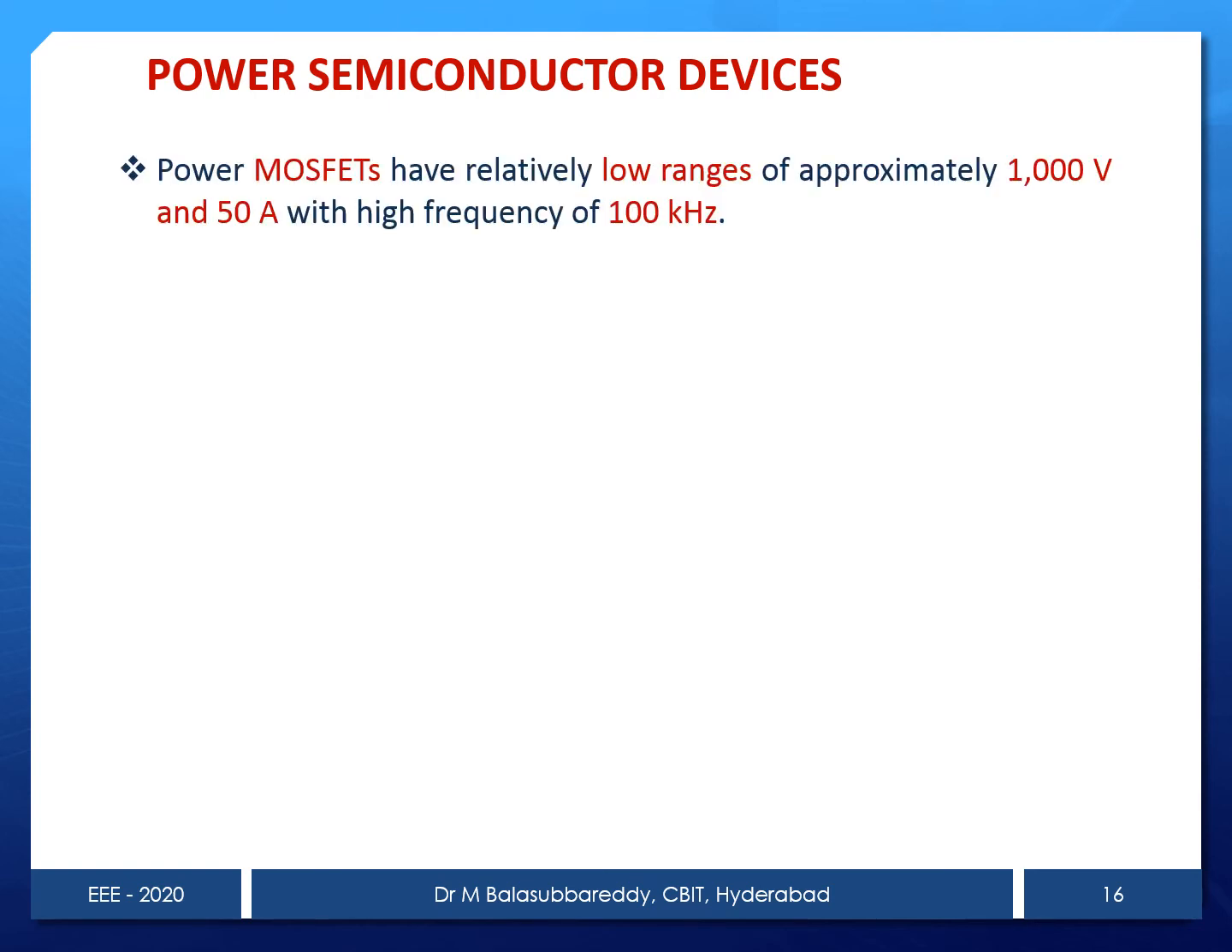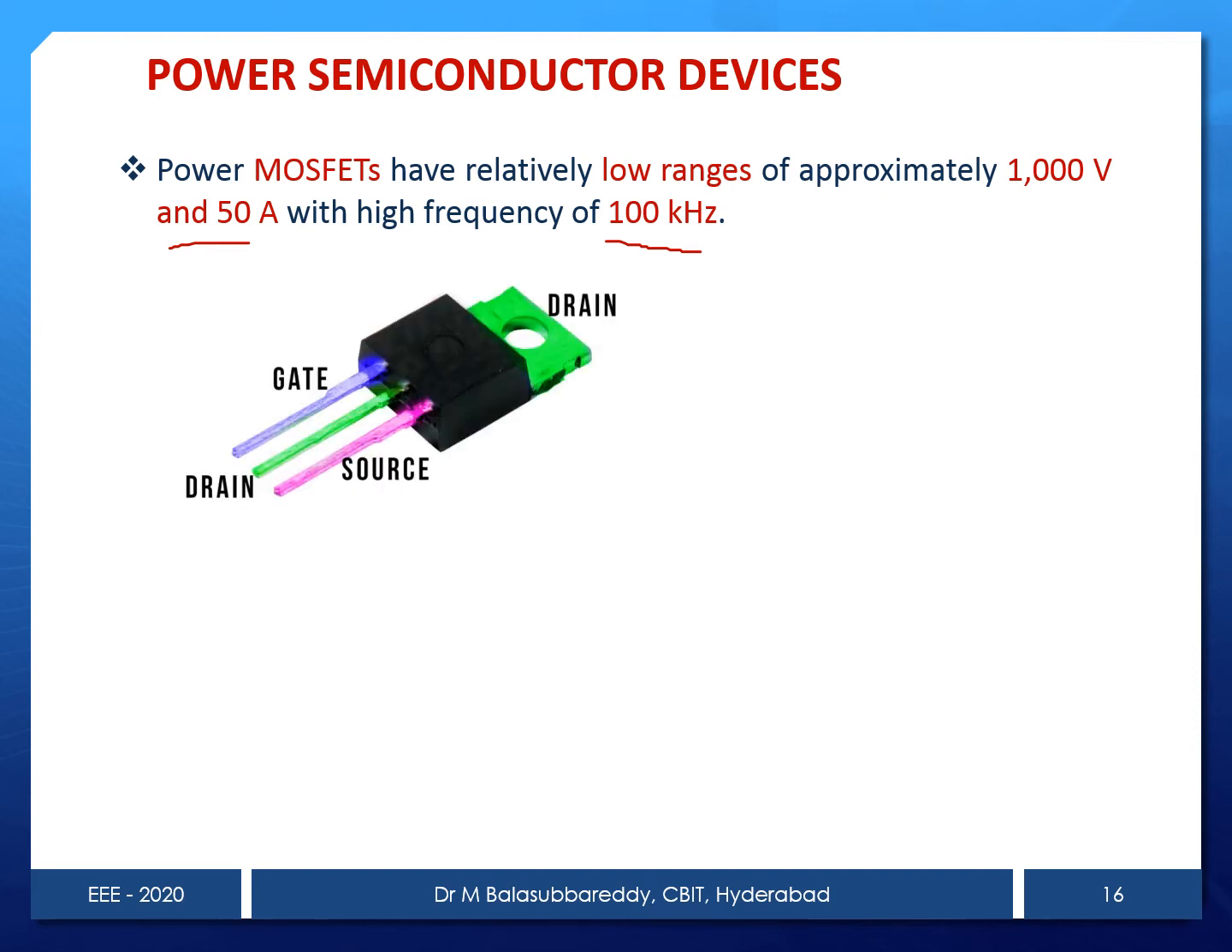The power MOSFET has a relatively low range of approximately 1000 volts and only 50 amperes of current, and it will operate at very high frequency compared to the transistor. The transistor is 10 kilohertz, whereas SCR is 1 kilohertz and diode also 1 kilohertz, but in MOSFET we can achieve up to 100 kilohertz for frequency applications. So here the terminals are drain, source, and gate. This is the symbol of MOSFET. In the real component, you can see this terminal is the gate, then there is the drain, and this one is the source.